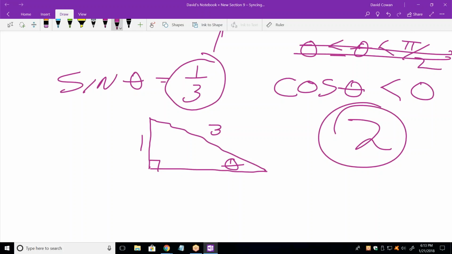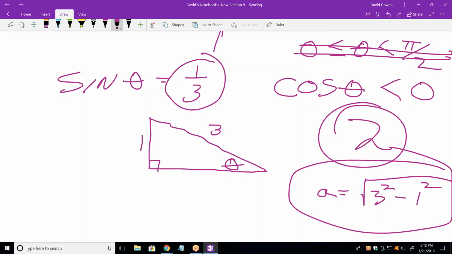You're going to find that you want to do it the faster way. You don't want to go back to the Pythagorean theorem every time. You want to know that a short side is the square root of the hypotenuse squared minus the other short side squared. That's the quick way, quicker than going all the way back to a squared plus b squared equals c squared. So that makes it the square root of 8, which is 2 root 2.